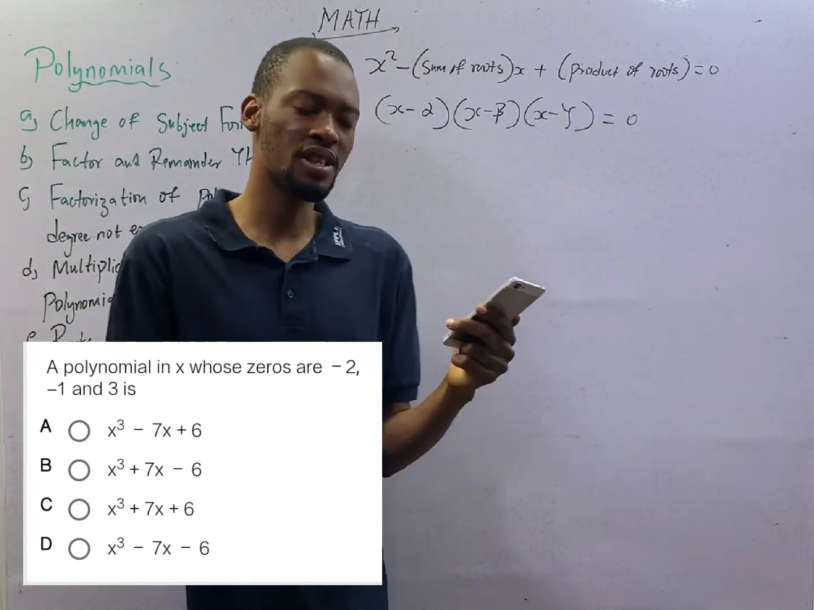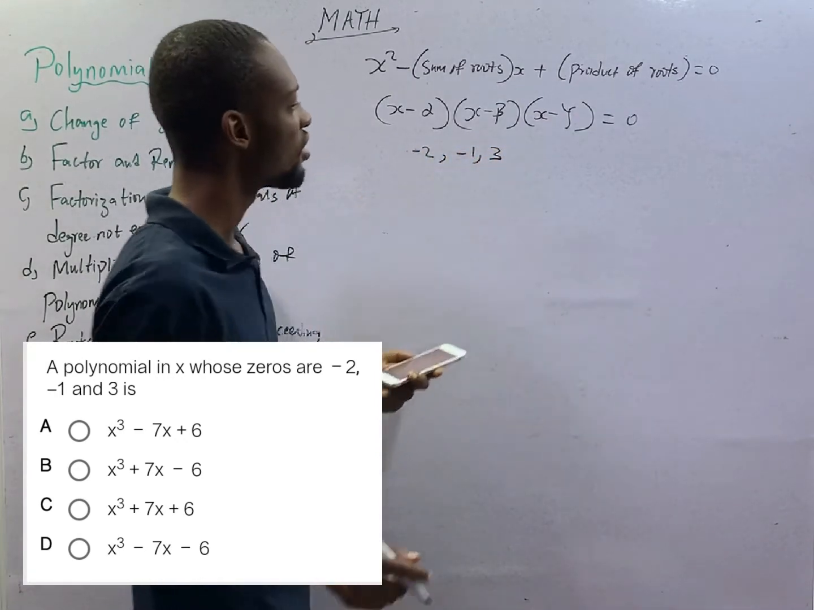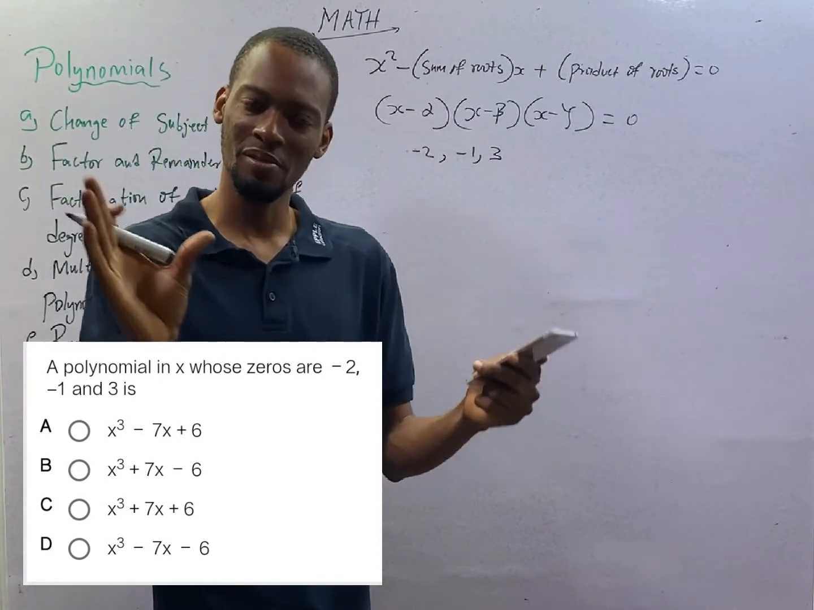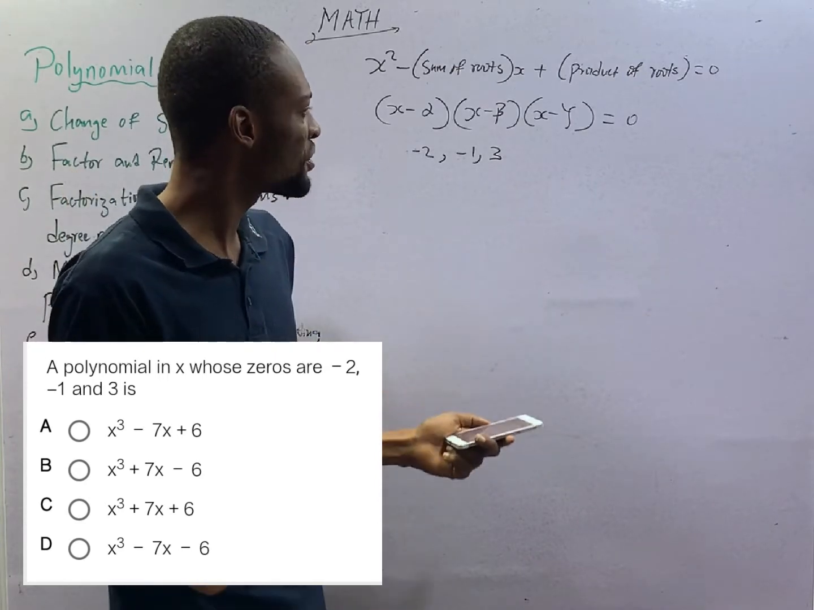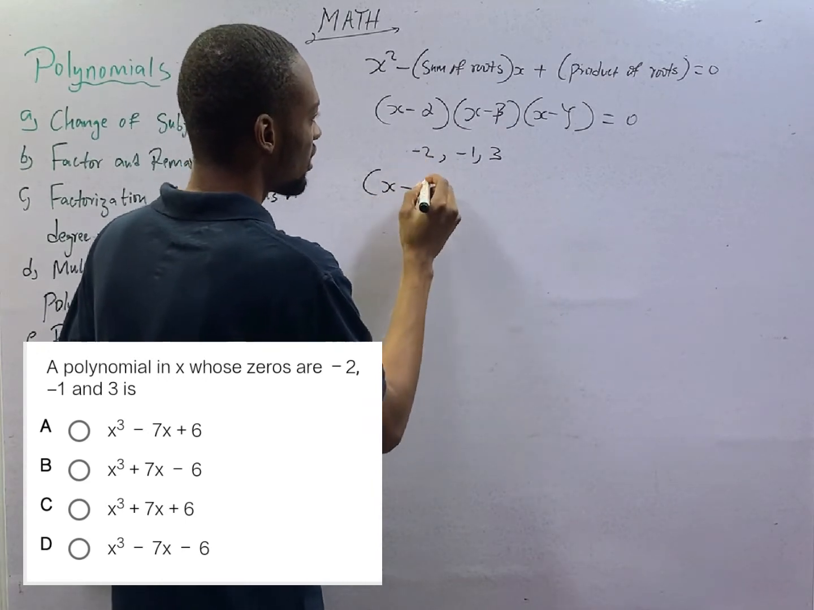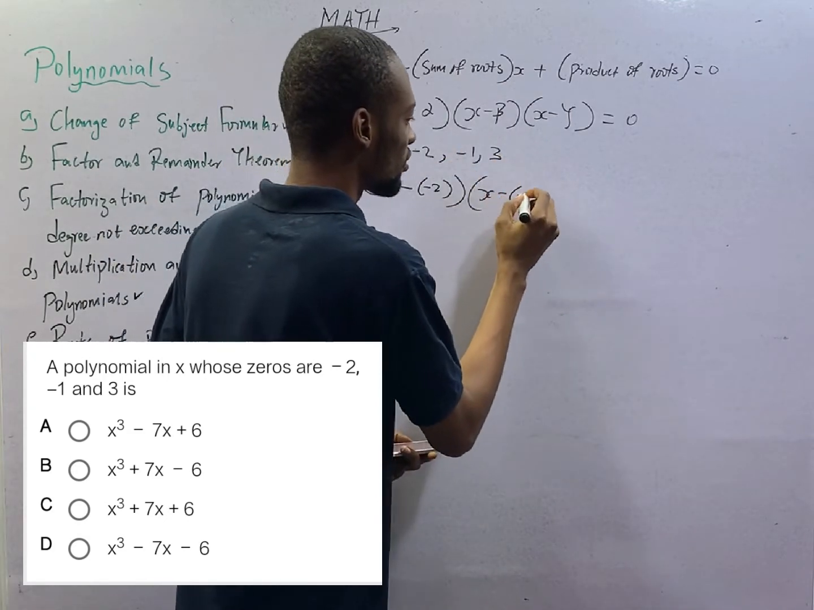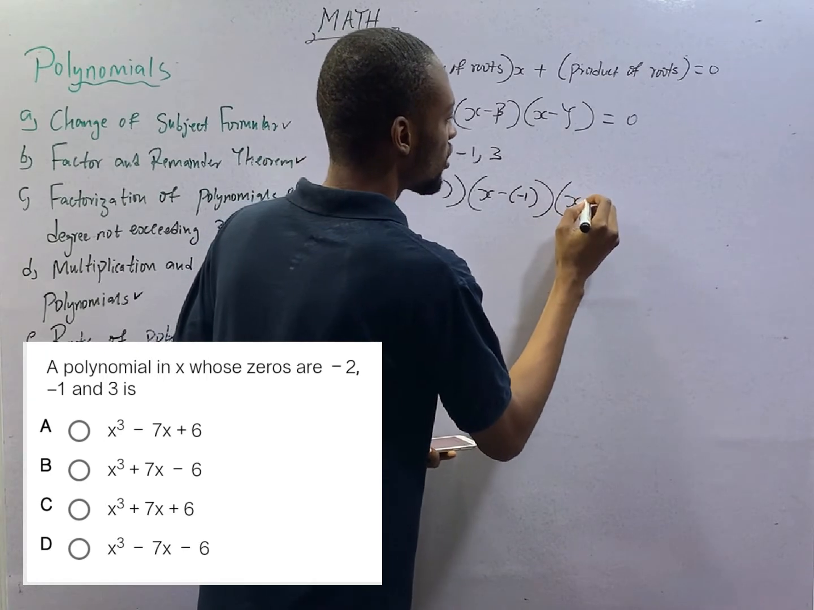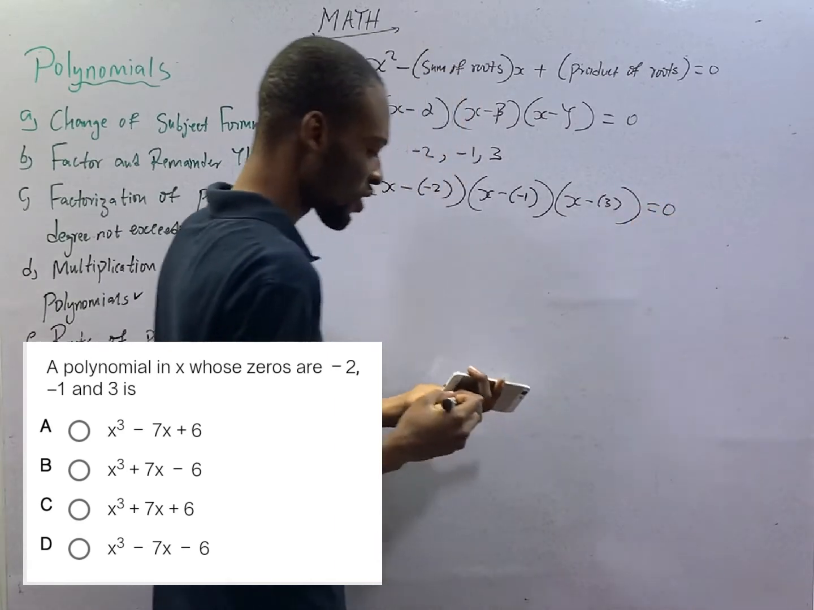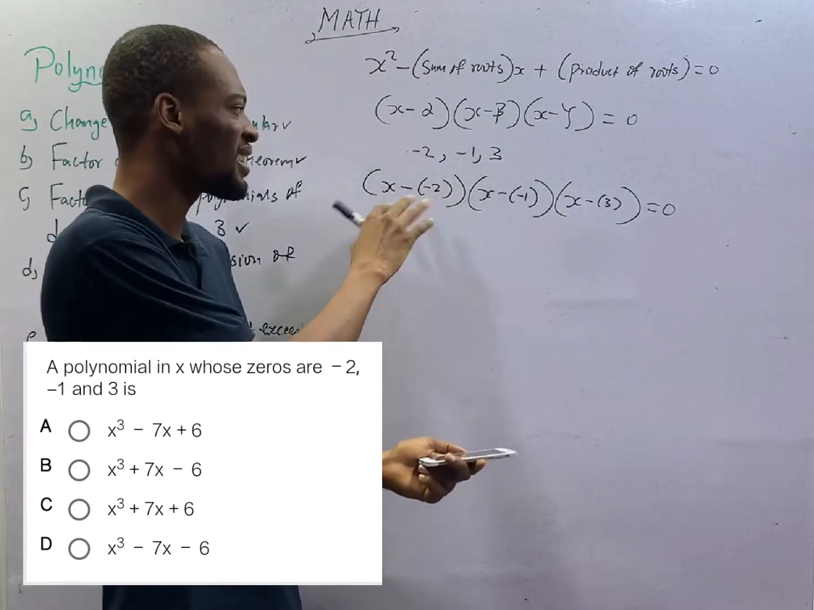In this case, we are given the zeros minus 2, minus 1, and 3. So these zeros are alpha, beta, and gamma respectively. We substitute to have s minus alpha, that is minus 2, s minus beta, minus 1, s minus gamma, 3, is equals 0. In mathematics, one skill you must learn is understanding signs.